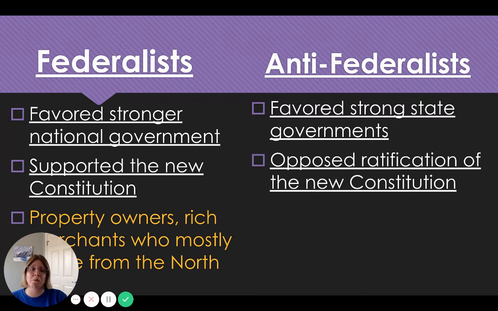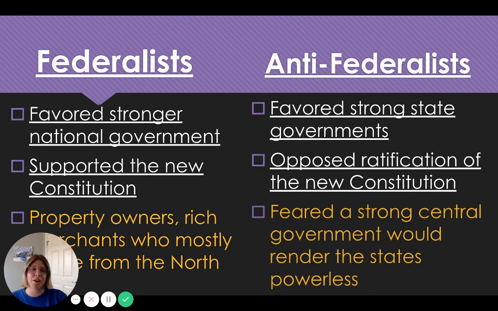They did not want to ratify the new Constitution, so they were against it, and they tried to argue that it shouldn't be ratified or approved. And they really feared that a strong central government would basically render the states powerless. So those are the main key takeaways that you need to know about the two sides and their viewpoints. Basically, how do they feel about the size of the national government? Federalists wanted a strong, big national government. Anti-Federalists wanted a smaller national government with bigger and stronger state governments.